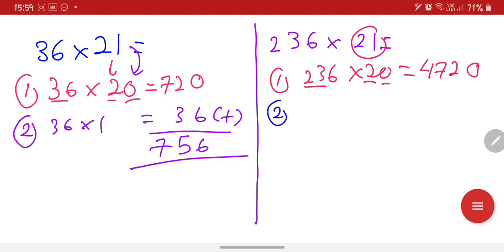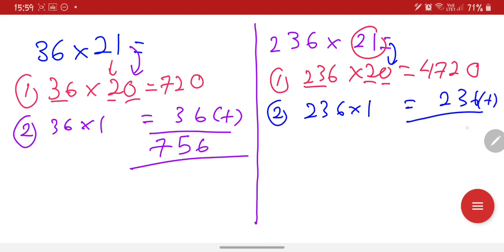Next step 2, remember you reduced, so you have to add back the 236. You add back 236, so you get 4,956. This is what we call the multiplying by 19 or 21 by adjusting method. It doesn't matter how big the numbers go, you can still use this method.